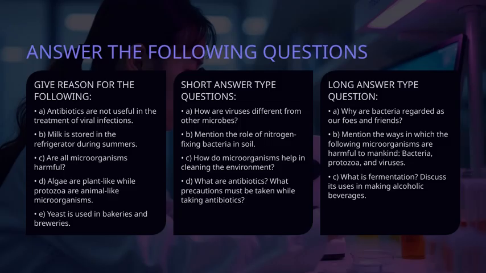Moving on, what is the difference between algae and protozoa? Algae are plant-like microorganisms that produce their own food through photosynthesis, while protozoa are animal-like microorganisms that move around and consume other organisms for energy. Let's switch to short answer questions.